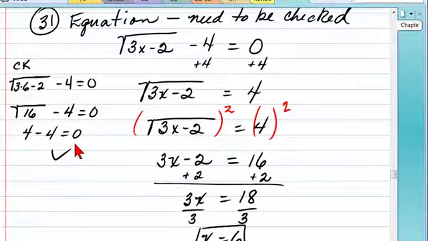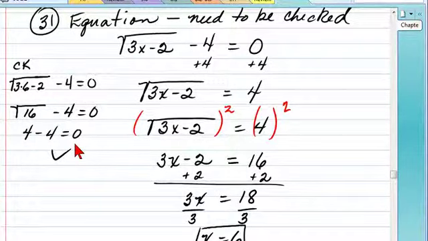When it doesn't check, it's usually off because of a sign. It might have something like 4 minus 4 equals 8. Something where, oh, if there was just a sign different, it would have checked. That's the kind of issue you run into.